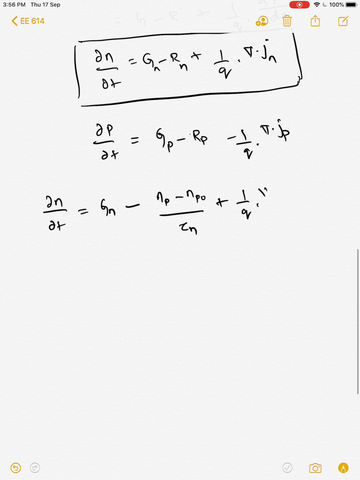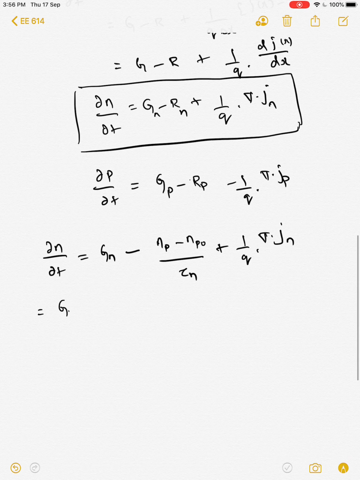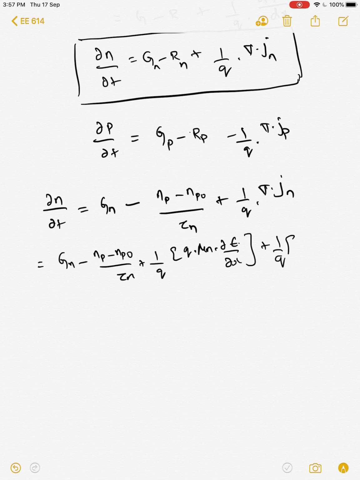Plus 1 by q del dot Jn. And we know what Jn is. Jn is our previous equation, with the combination of drift and diffusion. So it is Gn minus np minus np naught by tau n plus 1 by q del dot Jn. You can write Jn as q mu n n E plus q Dn dn by dx, so basically, sorry, I forgot an n here: mu n into q into E, with dn by dx.